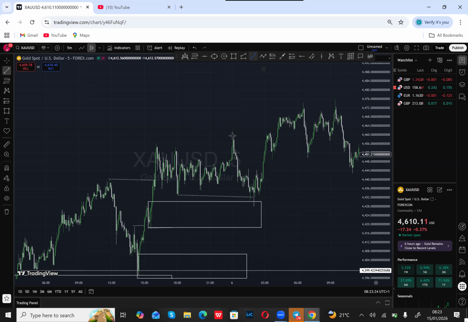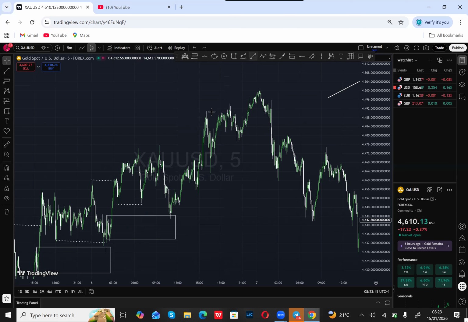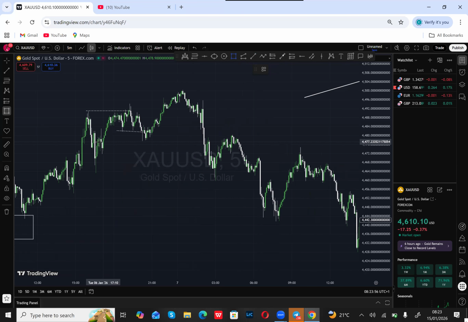We have a break of structure, liquidity, and then price tapped into an order block and then did what? It bought. It kept doing the same thing over and over again until it got to this point. This is a break of structure. This is your liquidity, and then this is an order block. Price tapped into it, and then what did it do?